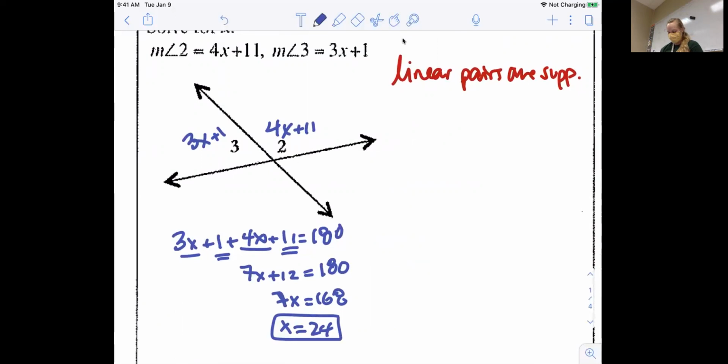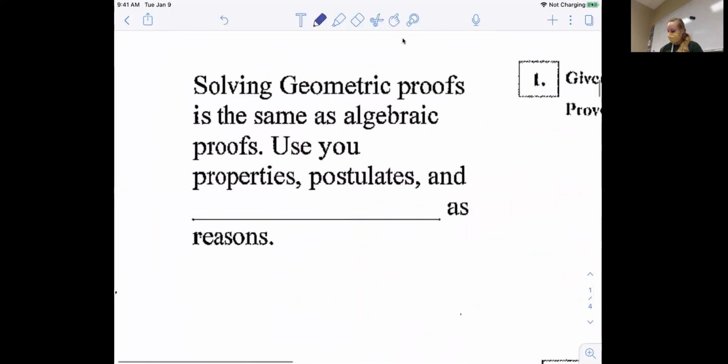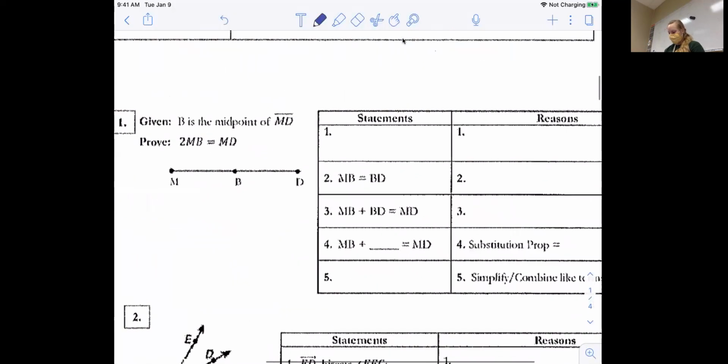All right, let's do 2 geometry proofs to help you get ready for homework. When we do geometry proofs, it's the same as an algebraic proof, but I'm also using properties, postulates, and definitions. The big change is I'm going to write definition of something. Like if it's a right angle and I get to set something equal to 90, I'm going to say definition of a right angle. If it's a midpoint, I'm going to say definition of a midpoint. So those are totally acceptable answers. So let's look at the first one. We're just going to walk slowly through it.